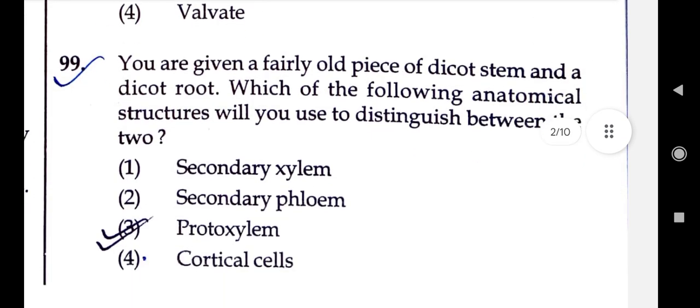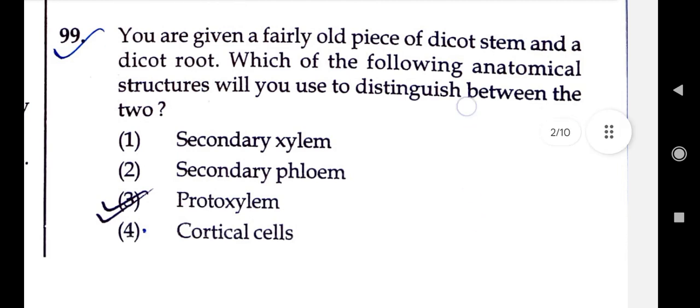Question number 99. Students, you are given a fairly old piece of dicot stem and a dicot root. Which of the following anatomical structures will you use to distinguish between the two? Option 1, secondary xylem, is a wrong option. Option 2, secondary phloem, is also wrong. Option 3 is the correct option, protoxylem. Protoxylem is the correct option for question 99. Option 4 is cortical cells, which is also wrong, students.